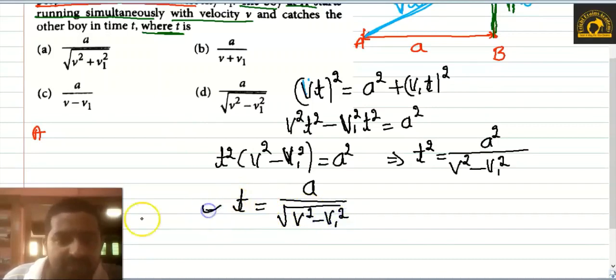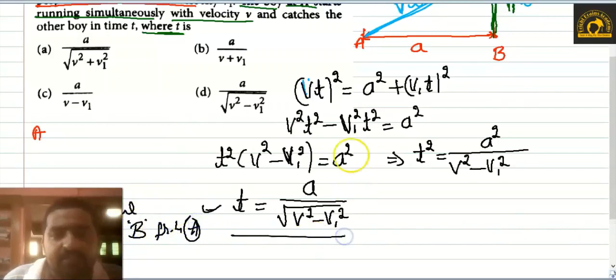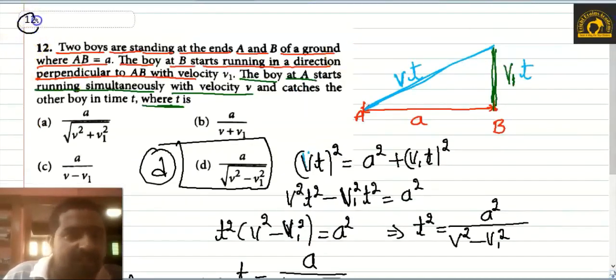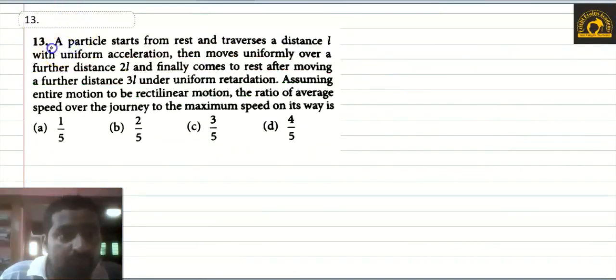So that is the time interval to catch the B ball from the A ball. Which option is matching this one? Option D matches this solution. Option D is the correct answer for the 12th question.